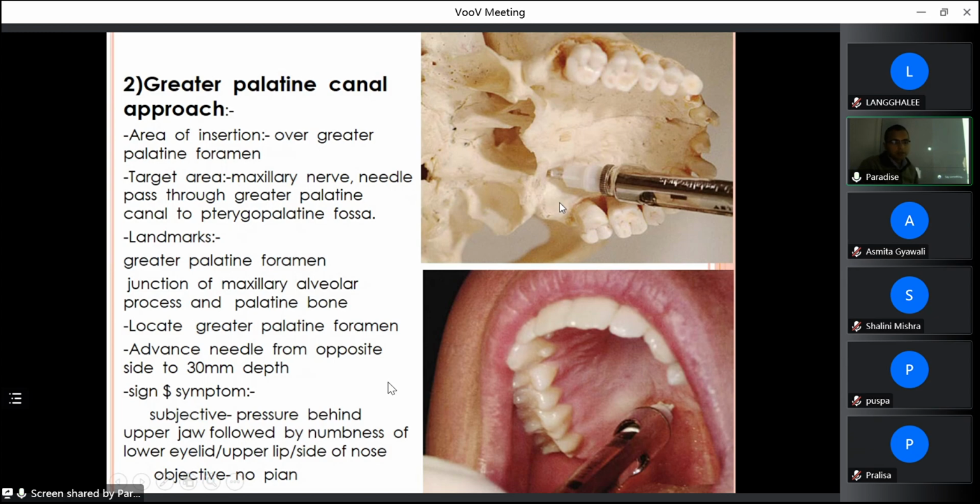Locate the greater palatal foramen and advance the needle from the opposite side to reach 40 mm depth. Be careful, you may break your needle. Subjective symptoms are pressure behind the upper jaw followed by numbness of the lower eyelid, upper lip, and side of the nose. Objective symptoms: there is no pain. In all the nerve blocks, there will be no pain. That's all.